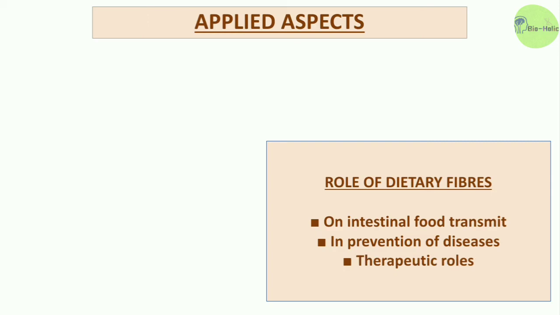And it also has some therapeutic role, like in constipation the dietary fibers work as bulk laxatives by providing a larger volume of undigested material to the colon. In spastic colon and diverticular disease, the dietary fibers are useful by making the stool softer and thus lowering the intraluminal pressure. Now let's talk about some disorders of the large intestinal motility.